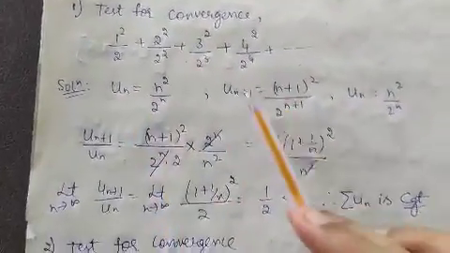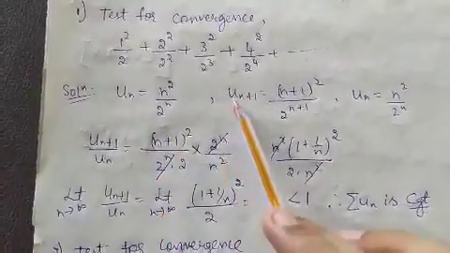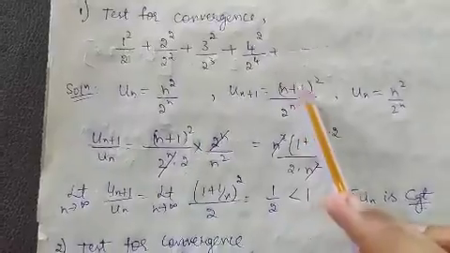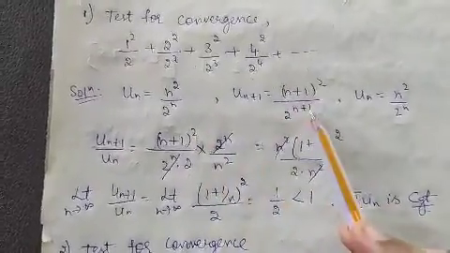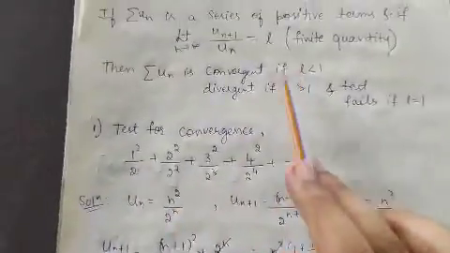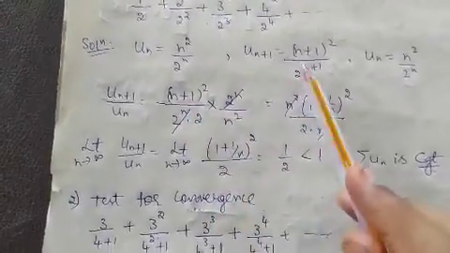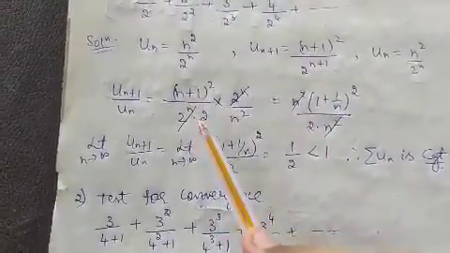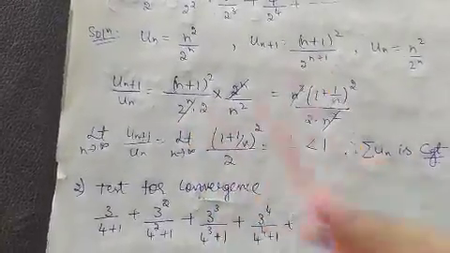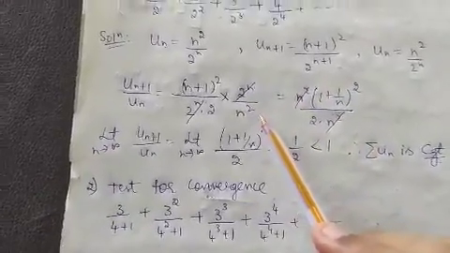So once you have un, what you have to find is un plus 1. Un plus 1 is just n replaced by n plus 1: n plus 1 whole square divided by 2 power n plus 1. And un is already this. So you have to find the ratio un plus 1 divided by un. Un plus 1 is n plus 1 whole square divided by 2 power n plus 1, which can be written as 2 power n into 2. Divided by un means it becomes the reciprocal, which is 2 power n divided by n square.